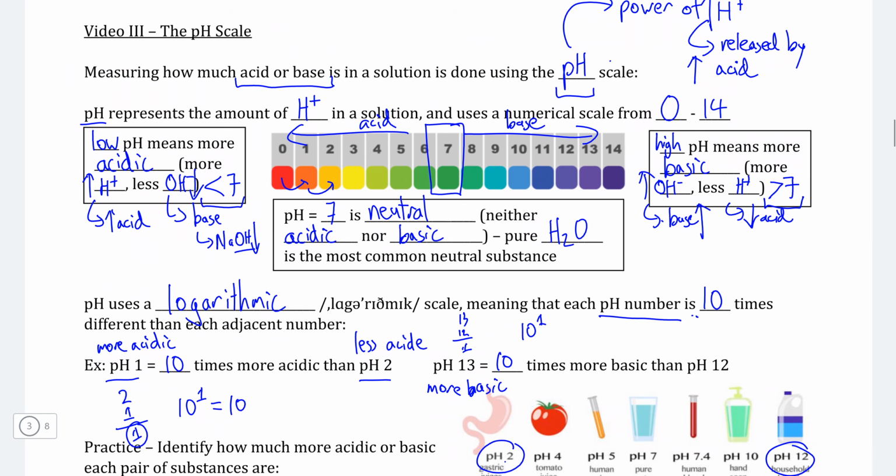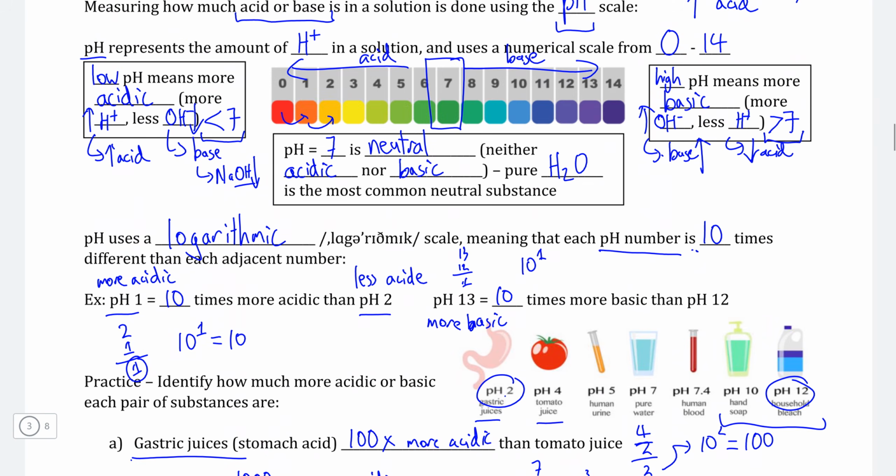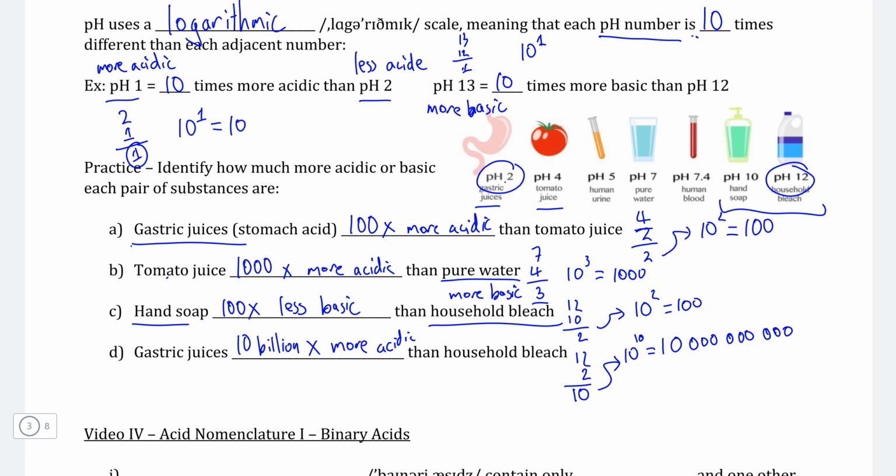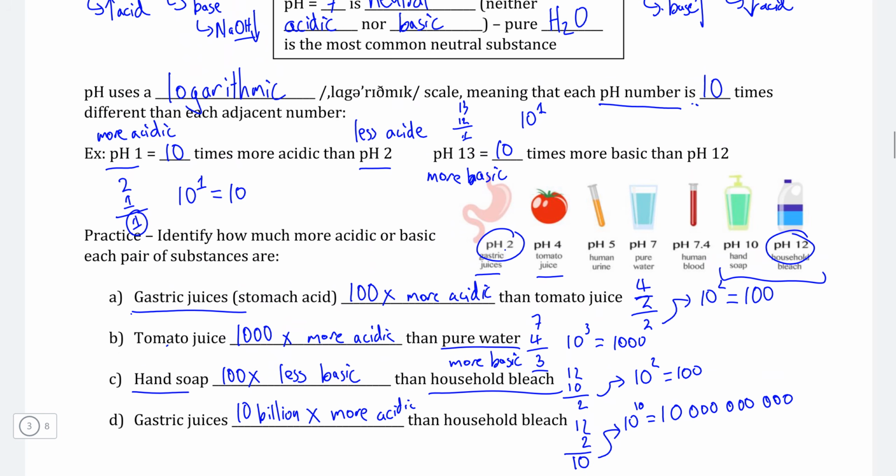This concludes our video on the pH scale. In order to understand how to read the pH scale and to make sure that you can determine how much more acidic or basic a substance is, you can take a look at the practice problems at the end of this section. And once again, your goal is simply to determine whether a substance is more acidic or more basic, and how much more acidic or basic a given substance is.